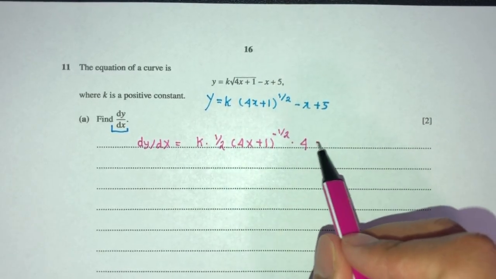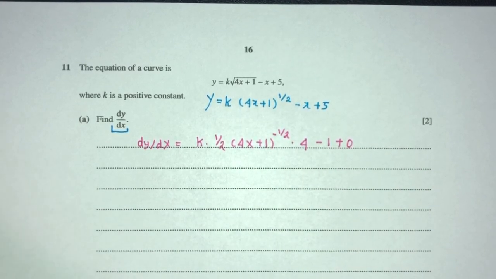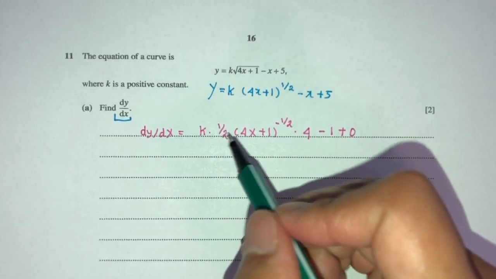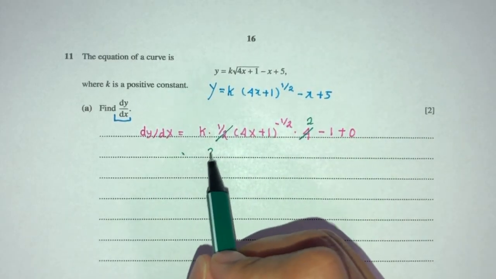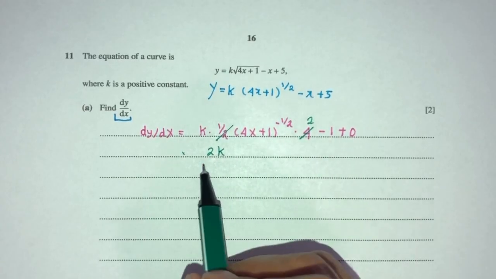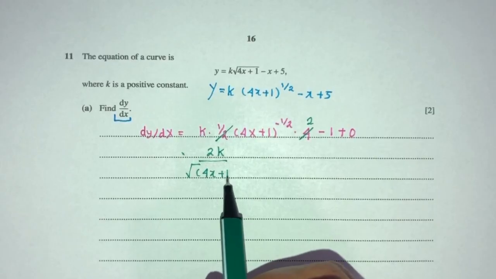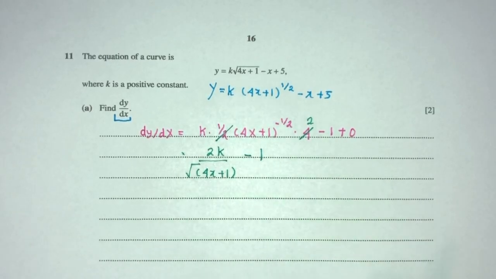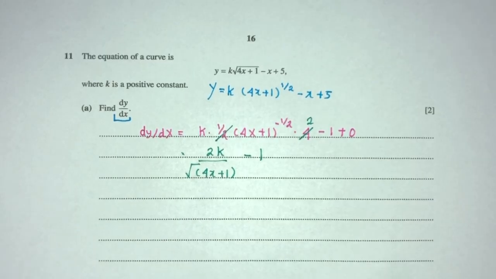Minus, that will become 1 plus 0. Right here we have minus x will become minus 1. Simplify. This will go away. This will become 2 over here. So you have 2k. We can bring this down, become square root of 4x plus 1, and minus 1. This is your value of dy by dx in terms of k. Done for part A of your question.